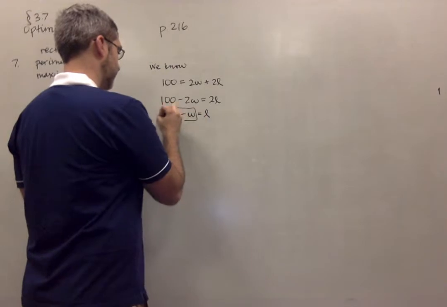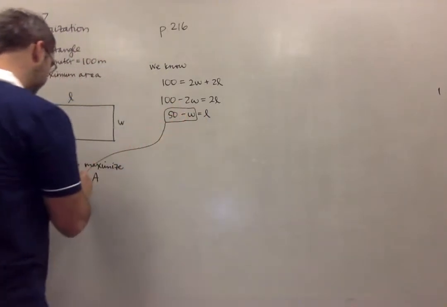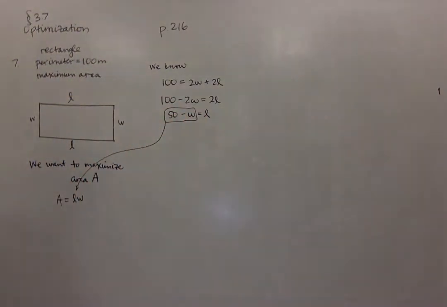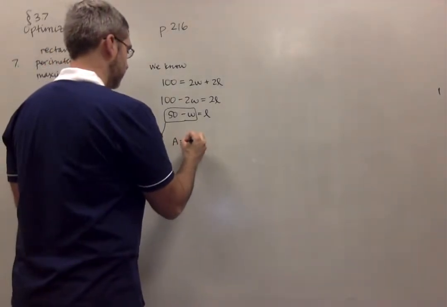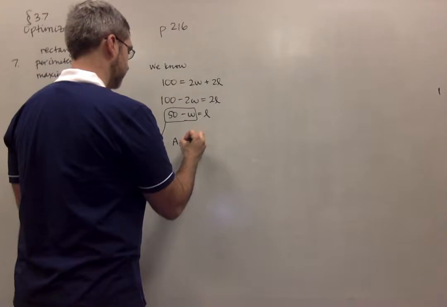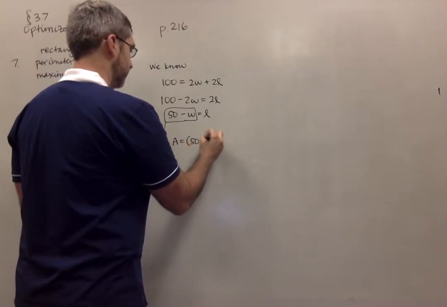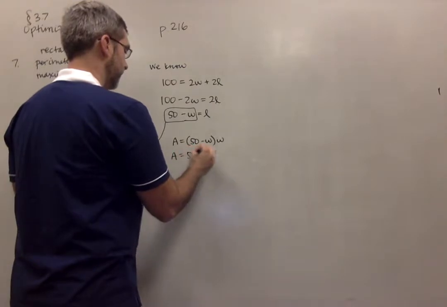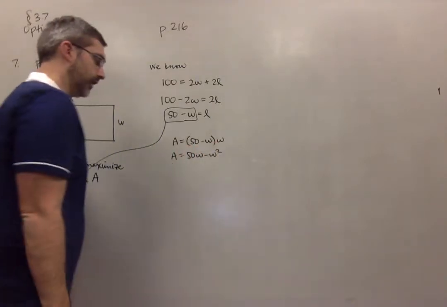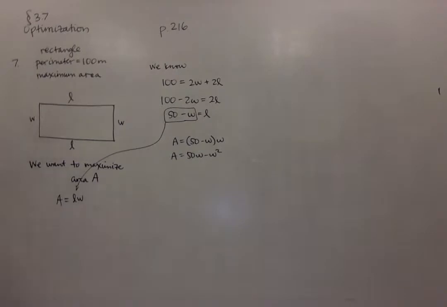And I'm going to take that and put that in for my area there. So my area is actually 50 minus W times W. In other words, my area is 50W minus W squared. Okay.